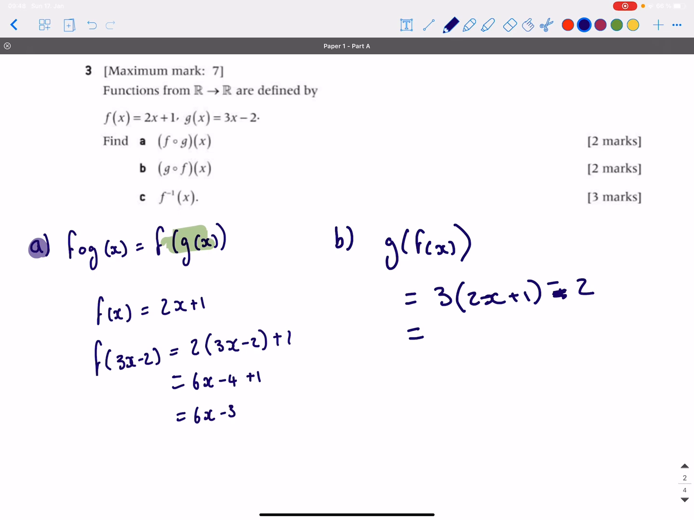And again, it's good practice to simplify that. So I'm going to multiply through by that 3. So we have 6x plus 3 minus 2. And that can simplify again to 6x plus 1.